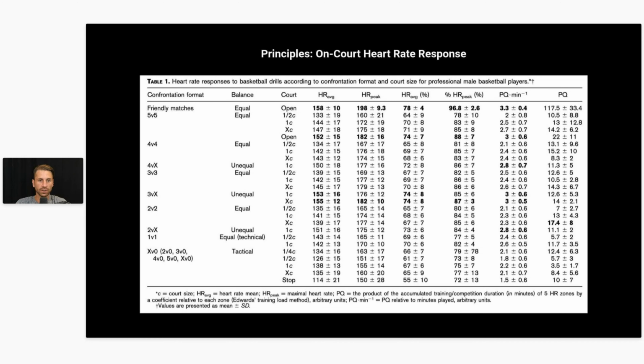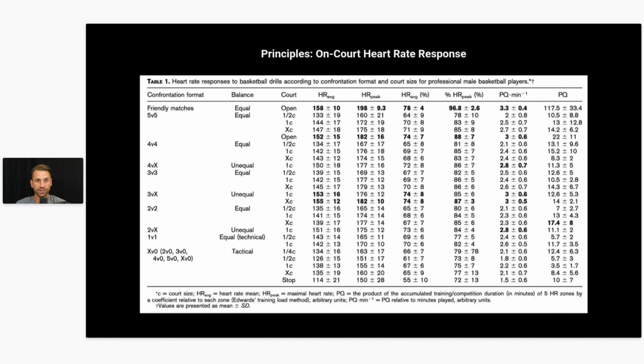And so what we see here, just look at the first column, heart rate average. As you can see, the highest heart rate average is during the friendly matches. The highest peak heart rate is during the friendly matches. And then as you progress down towards 1v1, you slowly see the heart rate average on a downward trajectory. Same thing with heart rate peak, and same thing with percentage.